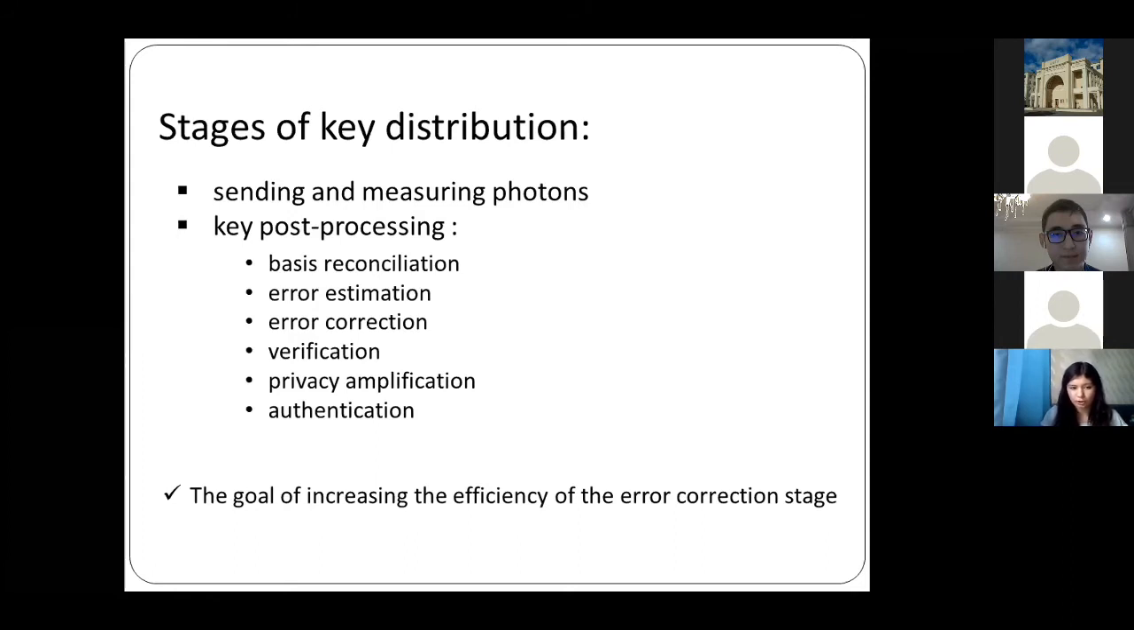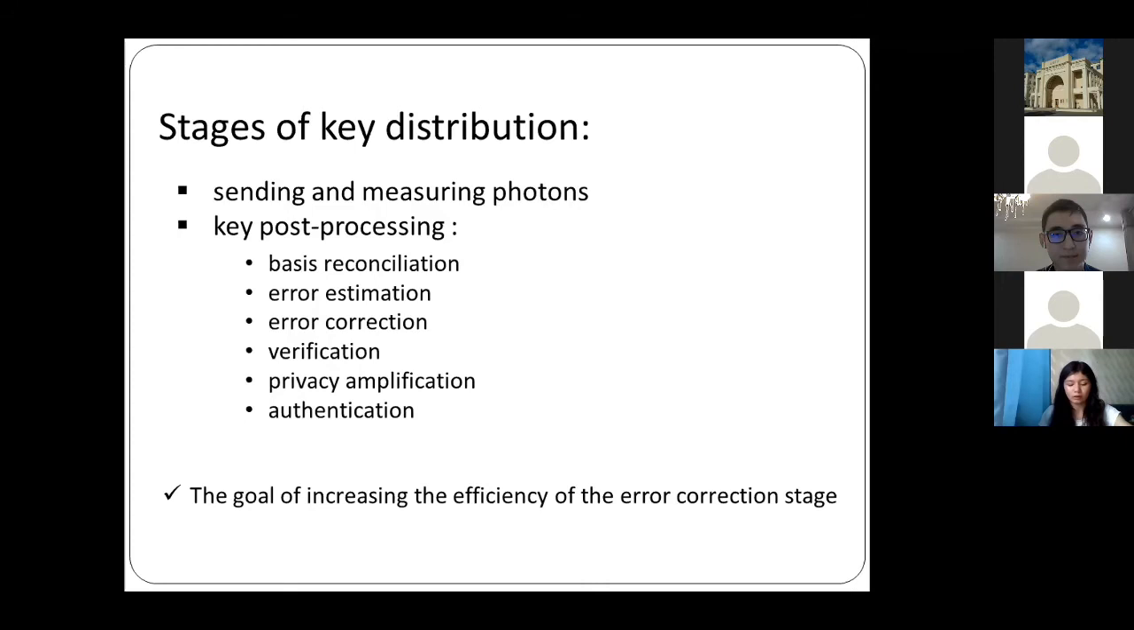Then verification and privacy amplification. Since Alice and Bob cannot prevent information leakage, they have to enhance the secrecy of the key at the cost of reducing the key length. Alice and Bob get a shorter string that the eavesdropper knows nothing or very little about. After all this, the final key length is much less than the initial key.